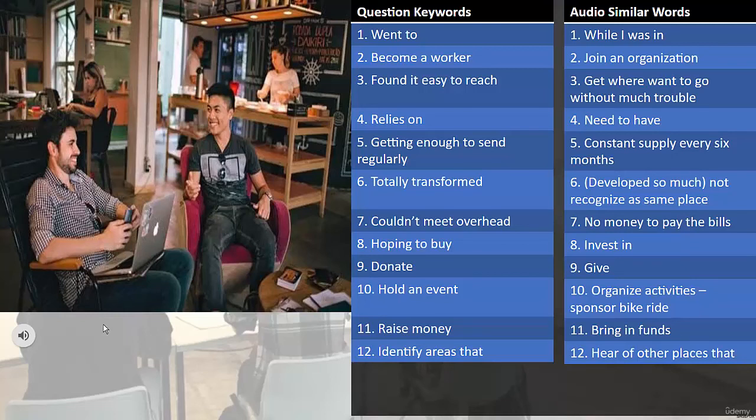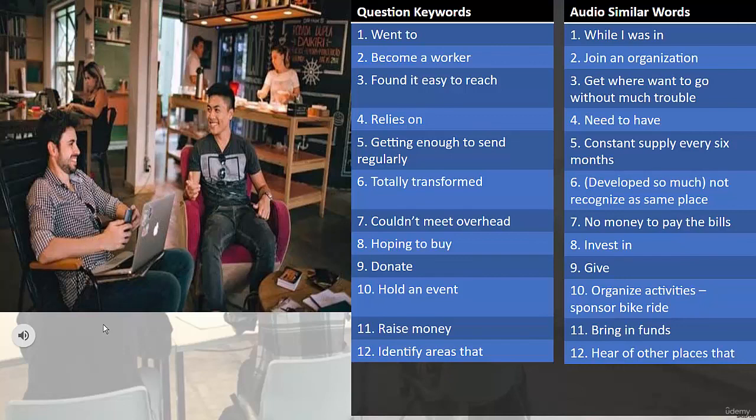Become a worker, join an organization, found it easy to reach, get where you want to go without much trouble. That's the audio similar language, the paraphrasing. Rely on, need to have, getting enough to send regularly, constant supply every 6 months, totally transformed, developed so much, not recognized as the same place, couldn't meet overhead. The paraphrasing is no money to pay the bills, hoping to buy, invest in, donate, paraphrase, synonym, give, hold an event.